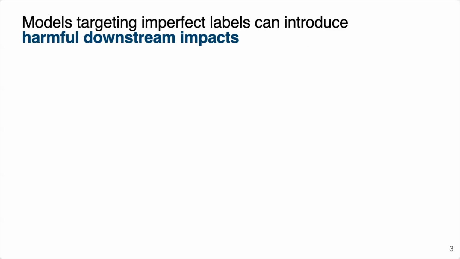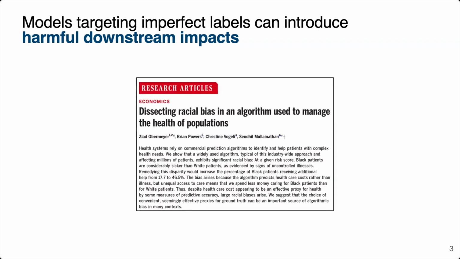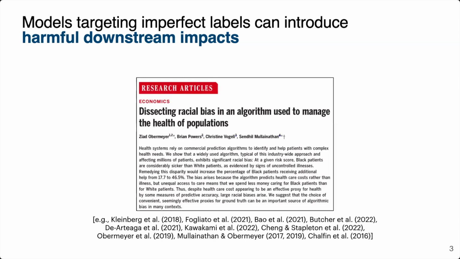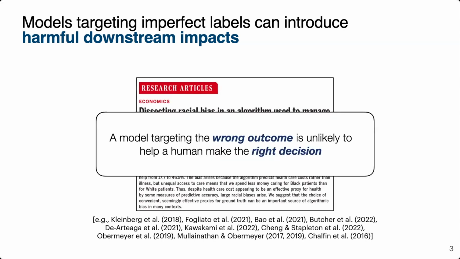And this is really a key challenge because models that are targeting imperfect labels can often introduce really harmful and damaging downstream impacts. For example, the clinical decision support algorithm that I just told you about, which was actually deployed throughout the United States, resulted in 28% fewer Black patients receiving the additional care that they needed as compared to similarly sick white ones. This example, as well as the many others that we cite in our work, underscores that a predictive model targeting the wrong outcome is unlikely to help a human make the right decision.